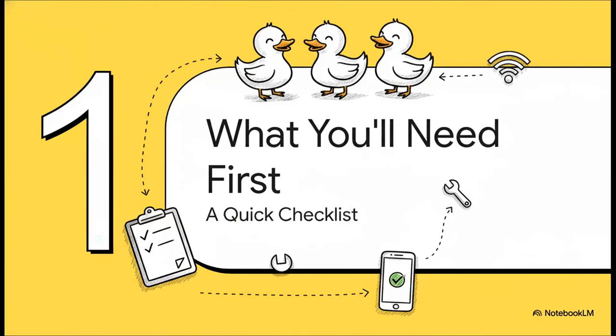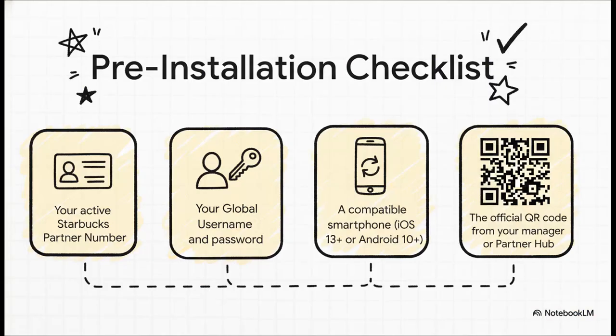All right, so before we jump into the actual download, there are a few things you're going to need to have handy. Let's run through a quick checklist so you can get everything ready to go. So you'll need your partner number and your global username and password. Yep, the same ones you use for Partner Central. Also, make sure your phone is pretty up to date. And here's the most important piece of the puzzle. You need the official QR code. Your manager has it, or you can find it yourself on the Partner Hub at work. Just search for Mobile App Quick Reference.